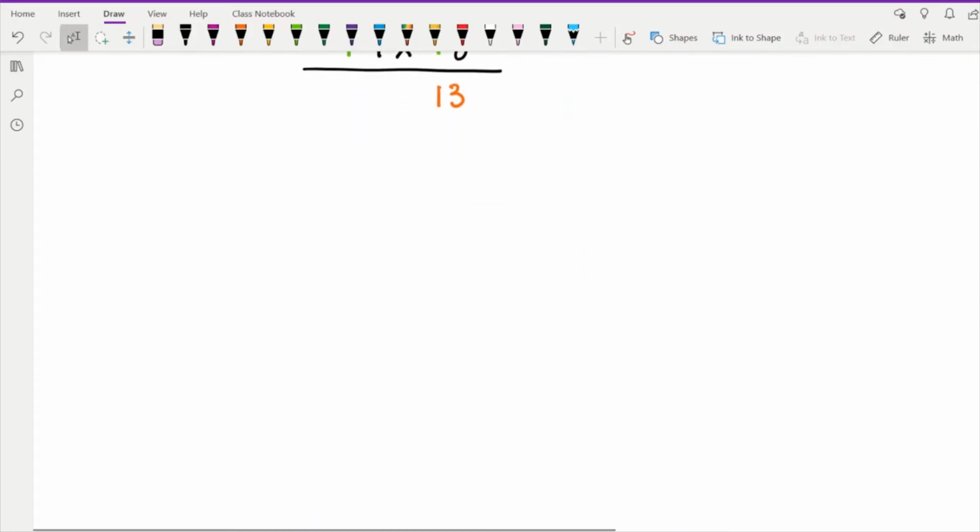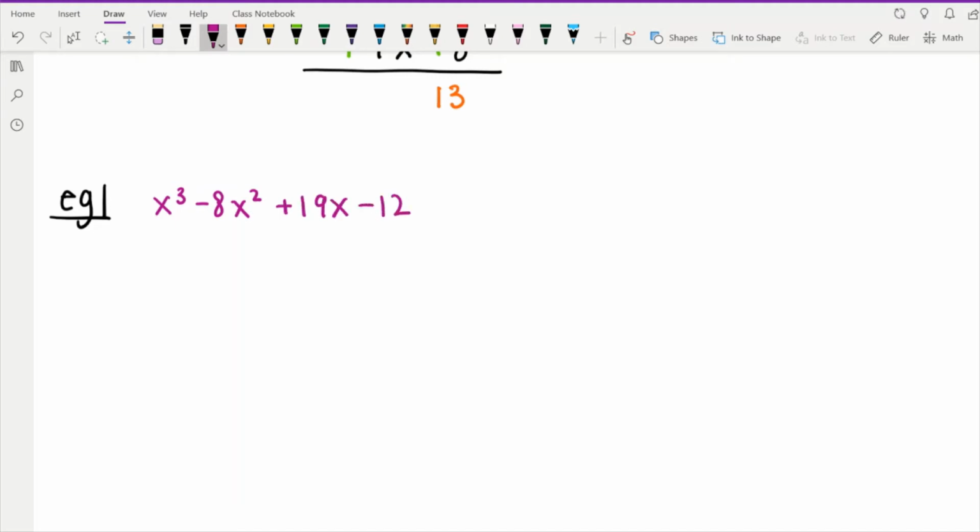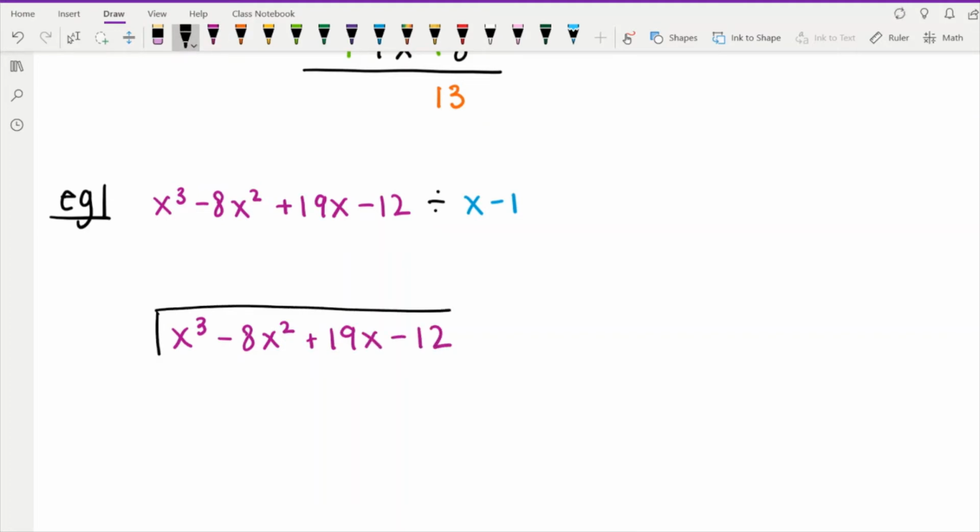All right, I want to do one more example, and this one is going to bring up something a little different. So even if you're comfortable with the last couple of examples, please watch this one as well. So in this case, we're going to do x cubed minus 8x squared plus 19x minus 12, and we're going to divide that by x minus 1. So in this case, we don't need to worry about that placeholder business. We have all of the different powers of x. We don't skip any. So we're doing that divided by x minus 1.